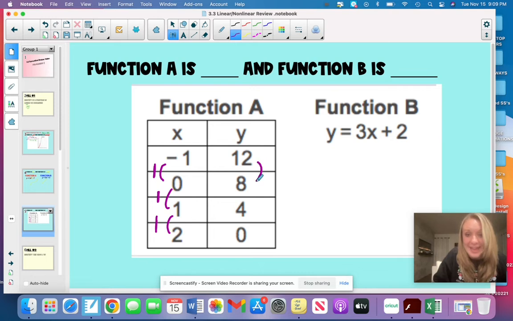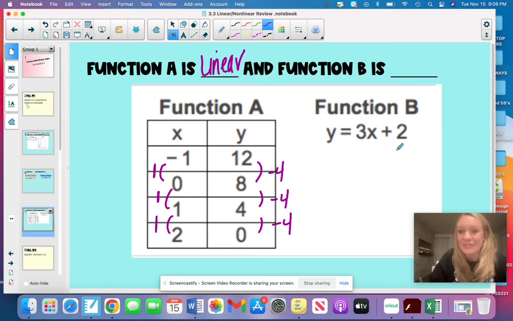From 12 to 8, that's going down by 4. 8 to 4 down by 4. 4 to 0 down by 4. It's okay that it's going down. Who cares? But because this column is consistent and this column is consistent, that means that function A is linear.